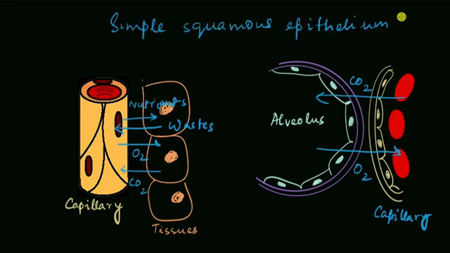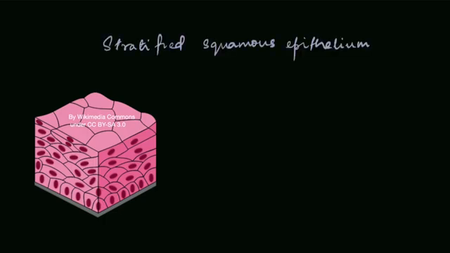So in both of these cases, the squamous epithelium is called simple squamous epithelium. Simple because it consists of only one layer of cells. There is another type of squamous epithelium which, as you can see, has many layers. This type of epithelium is called stratified squamous epithelium. Why stratified? Because the word strata means layers.